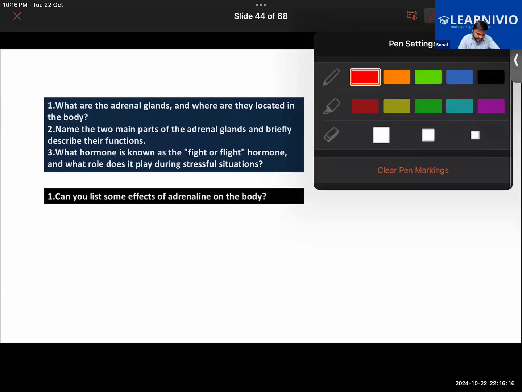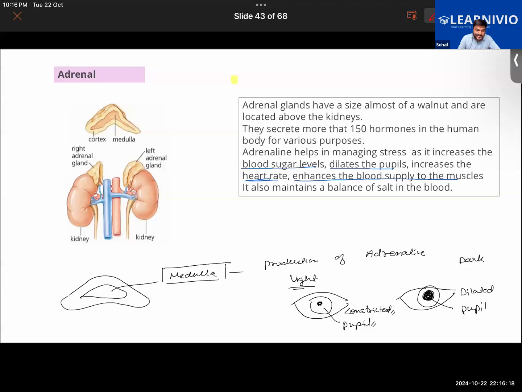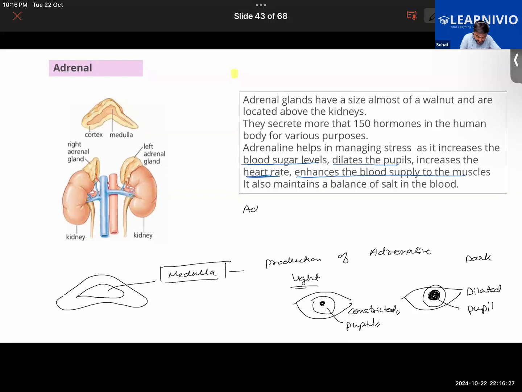By the way, one more thing I wanted to say, this adrenaline hormone is also called the fight or flight hormone.